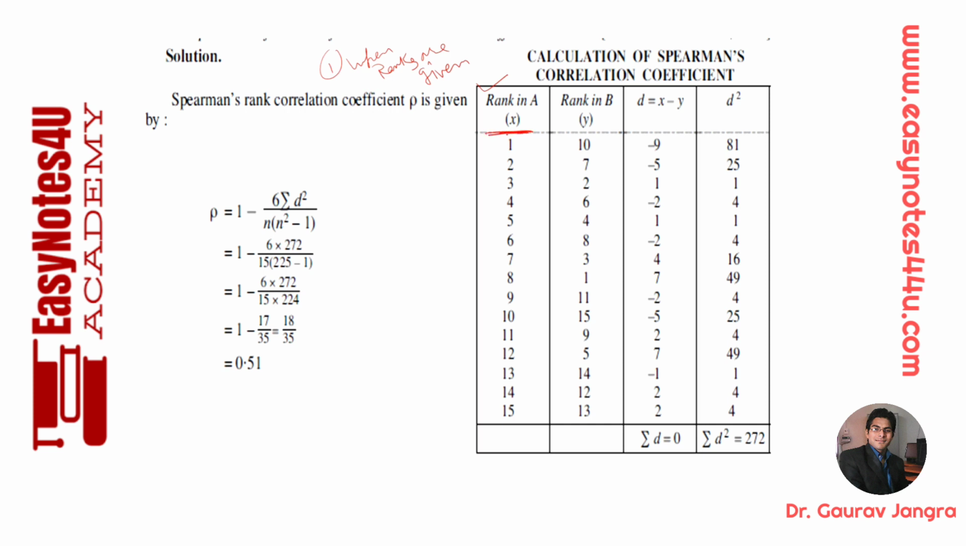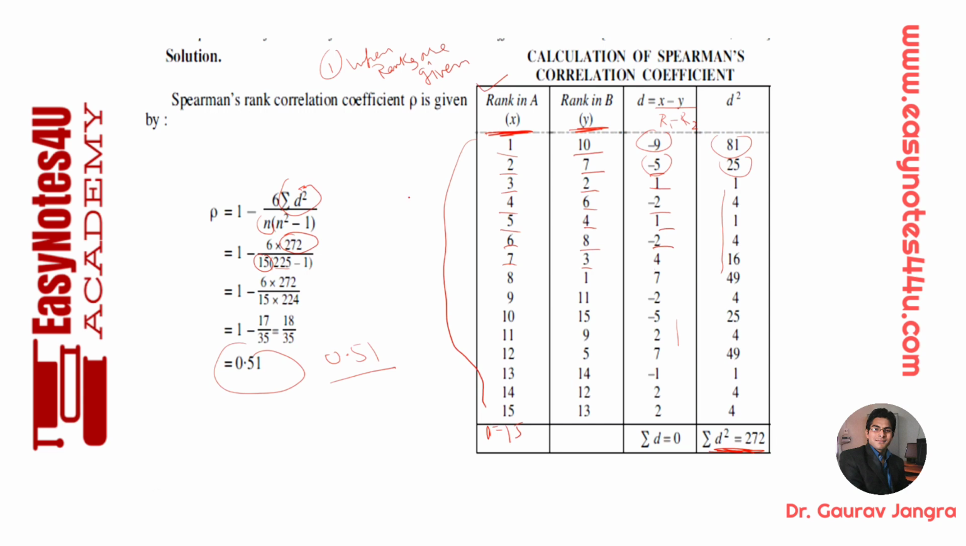When ranks are given, first of all we have to take the deviation between R1 and R2, rank 1 minus rank 2. 1 minus 10 is minus 9, 2 minus 7 is minus 5, 3 minus 2 is 1, 4 minus 6 is minus 2, 5 minus 4 is 1, 6 minus 8 is minus 2, 7 minus 3 is 4, like that. After that we need d square, so we square all the values: 9 square is 81, 5 square is 25, like that. Then we take the total summation d square, which is 272, and put the values: 1 minus 6 into 272, and the total number of observations n is 15. So 15 into 15 square, which is 225, minus 1. The result shows a moderate degree of positive correlation between both the ranks.